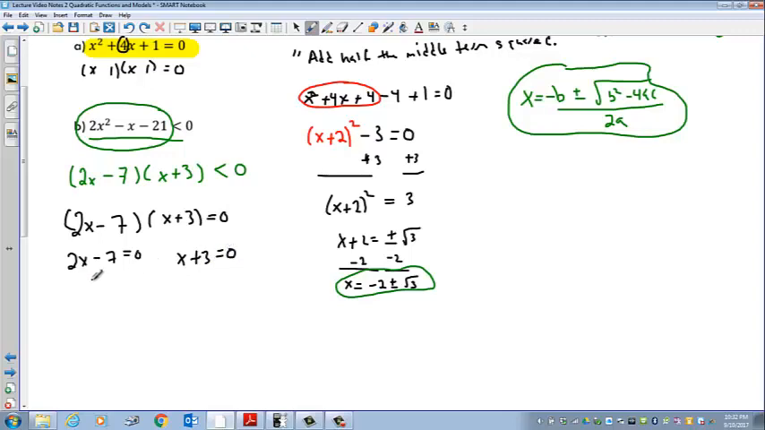And so you solve this one, we add 7 to both sides. We get 2x equal to 7. And then divide out by 2, and so x is equal to 7/2. Or we could have, over here, subtract 3 from both sides. We get x equal to -3. Now these are not our answers, even though I'm going to put a circle around them. None are my answers, but they're where this expression here is going to be equal to 0.